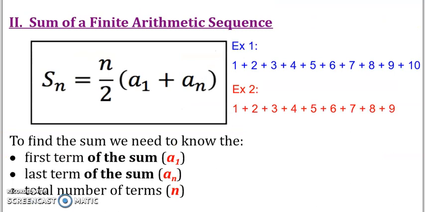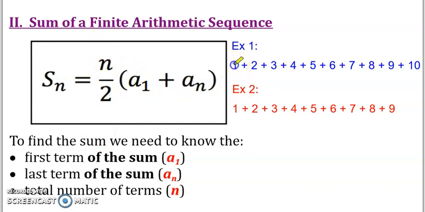Now, some people ask, but Mr. D, why? Why is the formula this way? Well, let's explain it to you here. I've got two examples, and I'll just give you the why this works. There are two things that we have going on, right? We're adding up the first and the last term, and then we're chopping some things in half.